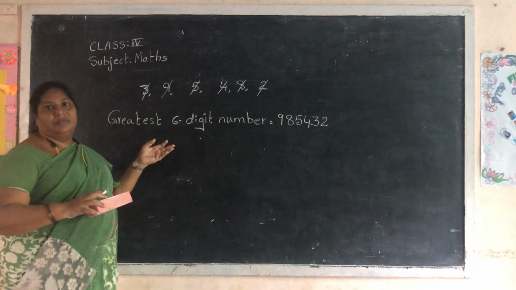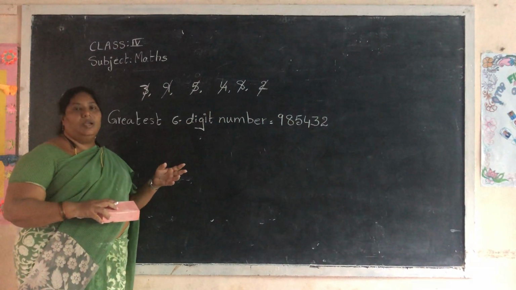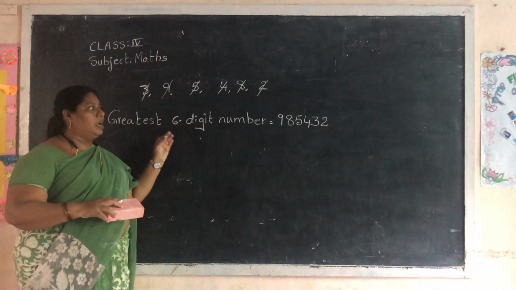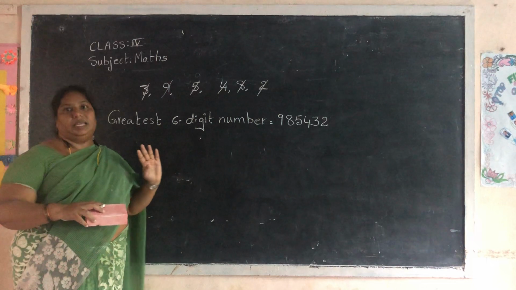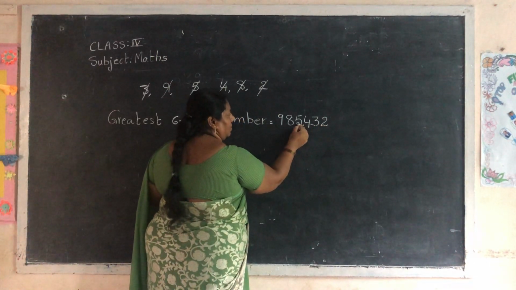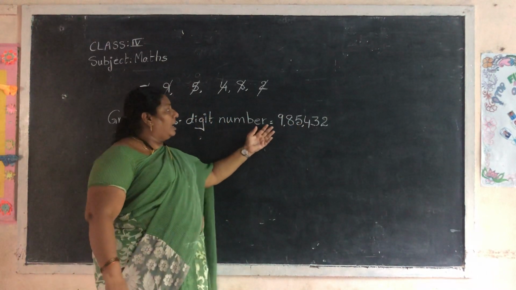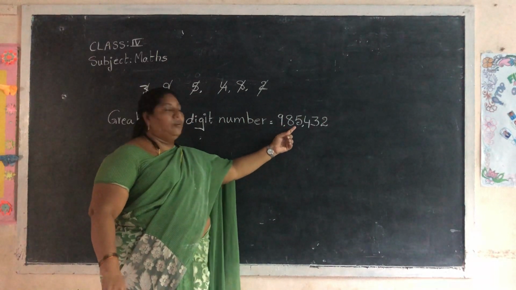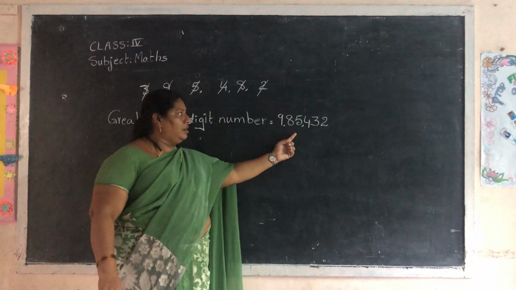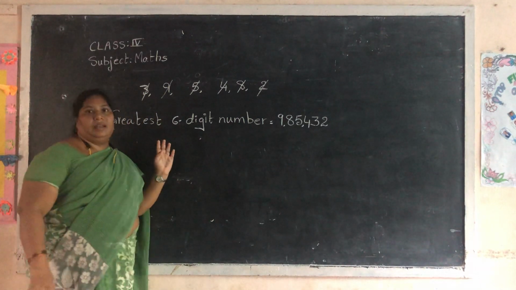How do you keep commas? We are learning the Hindu Arabic system and the international system also, but we always follow the Hindu Arabic system only. According to the Hindu Arabic system, we will give commas here. Ones, tens, hundreds, thousand, 10,000, lakh. 9 lakhs, 85,432. Practice all these sums.